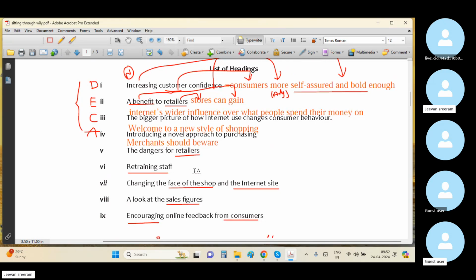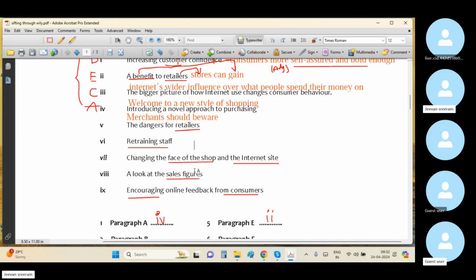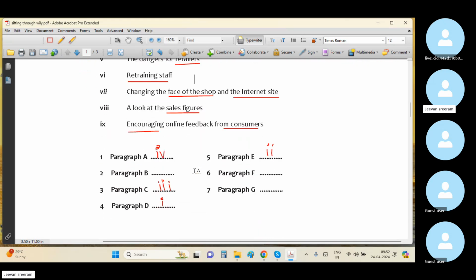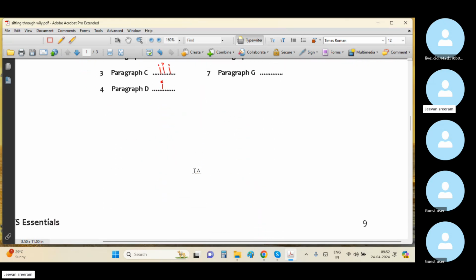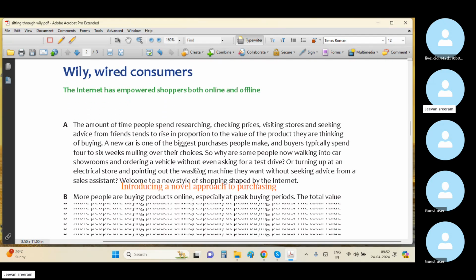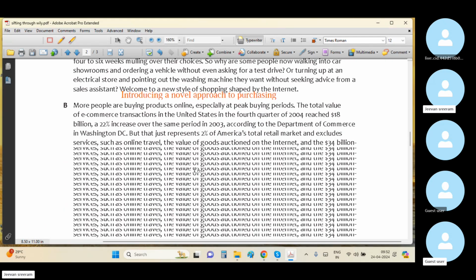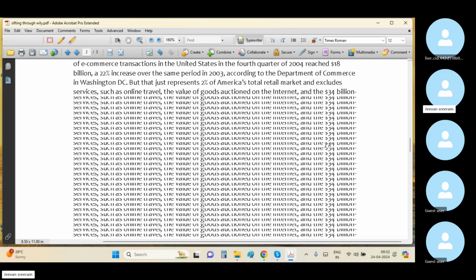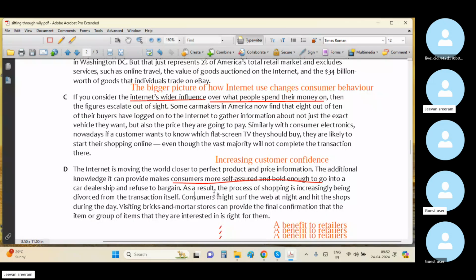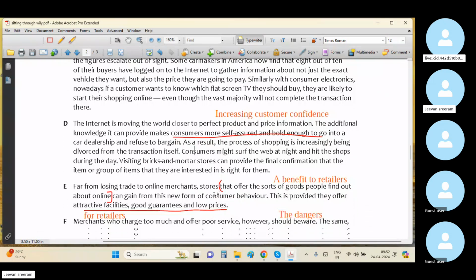Right? Right, sir. Yeah. So which paragraph is it? Is it E or F? Which paragraph is it? Yep. It's F, right?